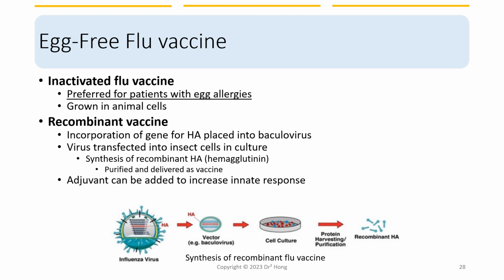There are also alternatives, such as recombinant flu vaccines. The recombinant technology incorporates genes for the HA glycoprotein into an insect virus, baculovirus, and utilizes that virus to transfect insect cells in culture and produce a large amount of recombinant hemagglutinin. Afterward, these proteins are purified and packaged in a vaccine. In this case, these recombinant HA proteins will require an adjuvant to be added to increase the innate response.